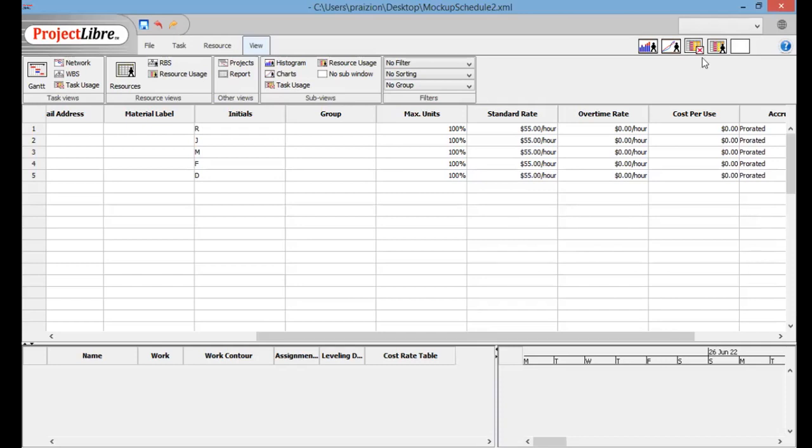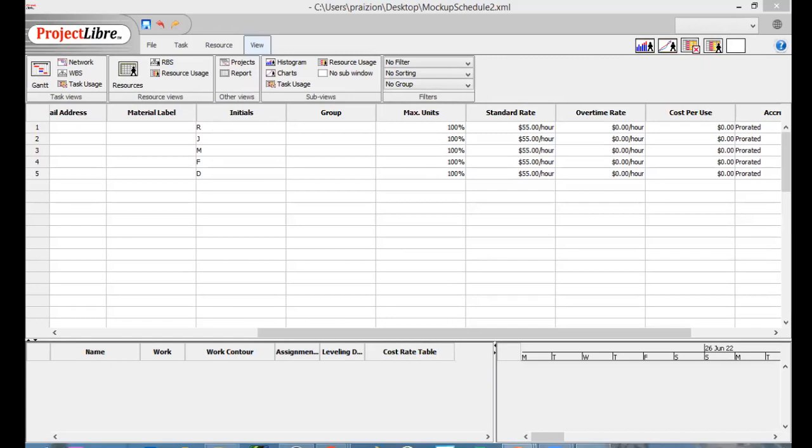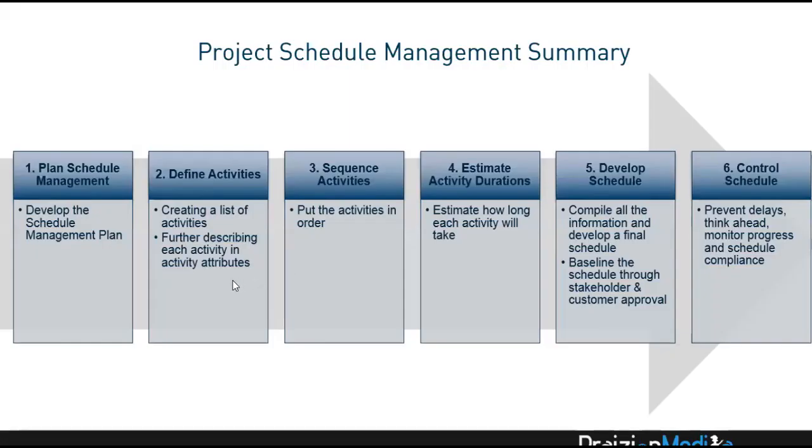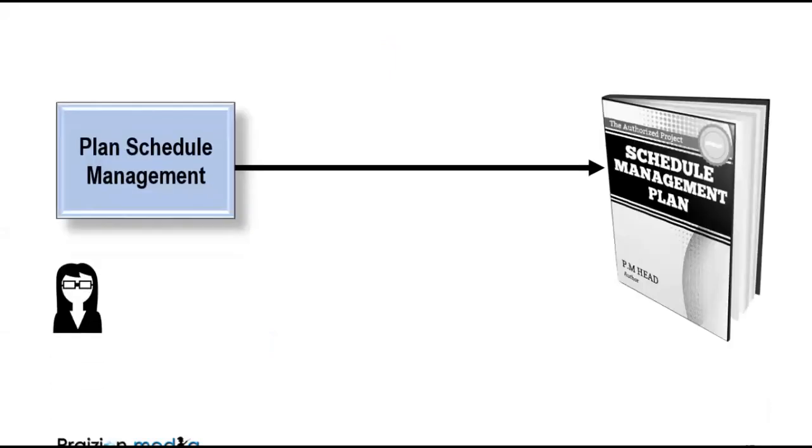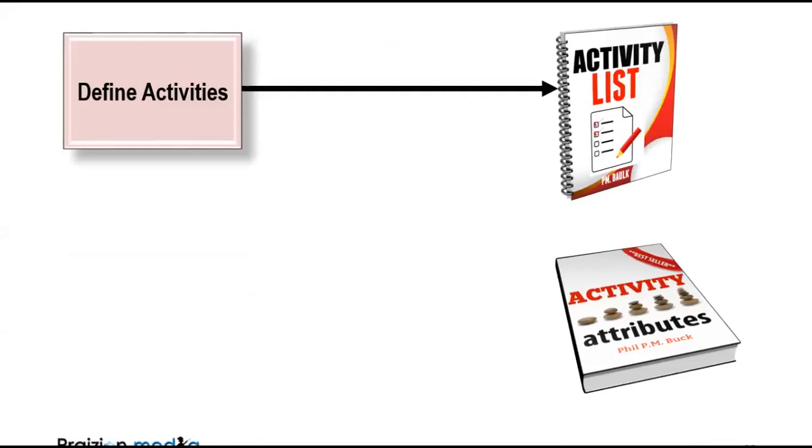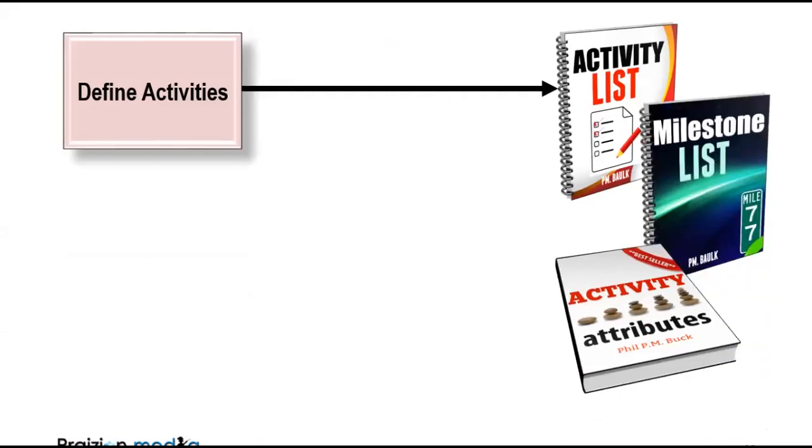In closing, you have 6 processes in schedule management. And for your exam, you just need to be familiar with the flow. You don't need to necessarily cram a whole bunch of stuff, but I would advise you to look into what comes out of each process, understand the flow. For example, at this level, knowing that you get the schedule management plan out of plan schedule management is good enough. Knowing that you get the activity list, activity attributes, and a milestone list out of define activities is good.